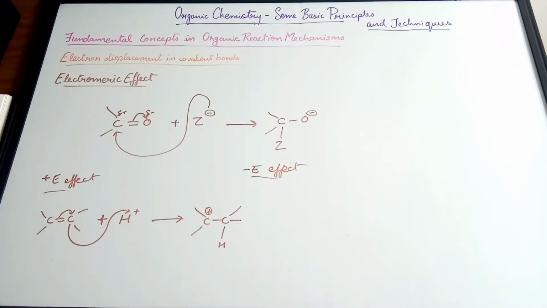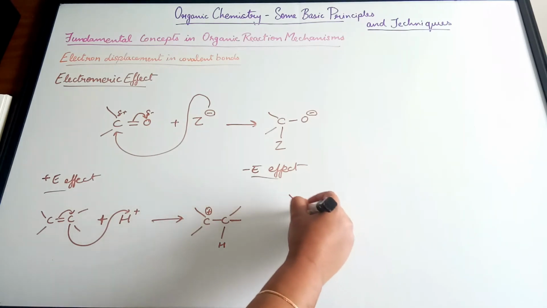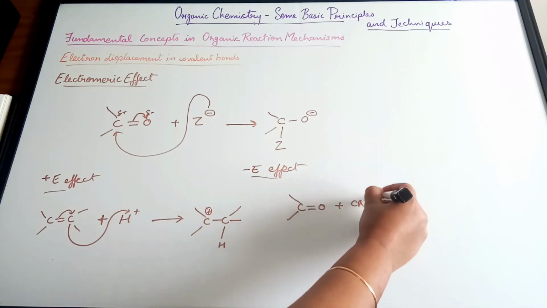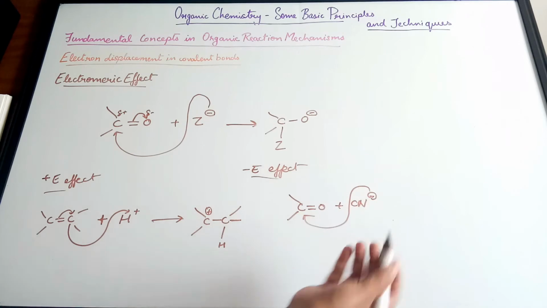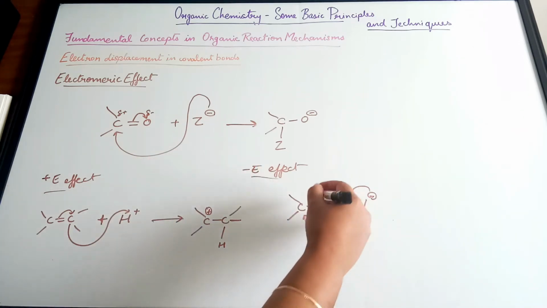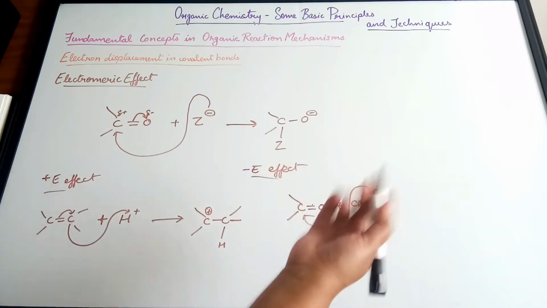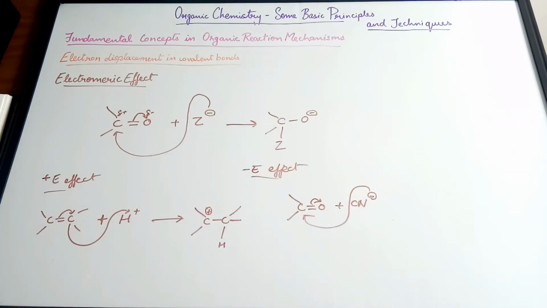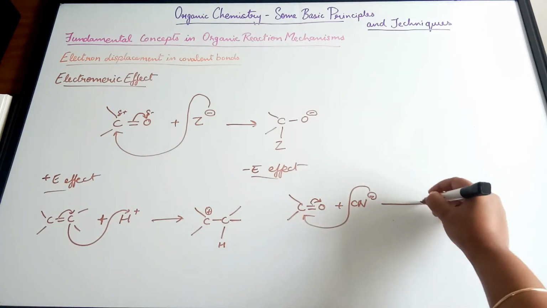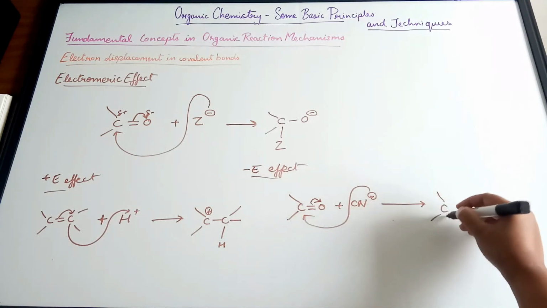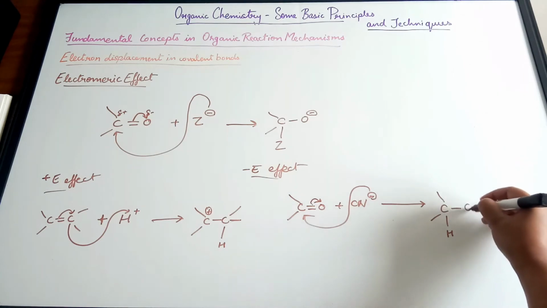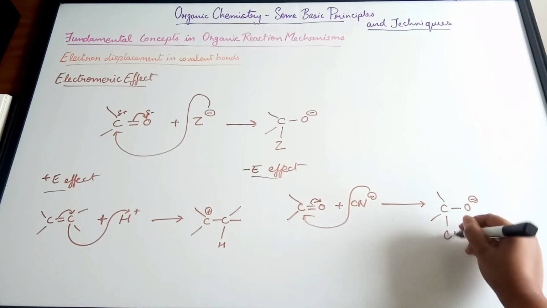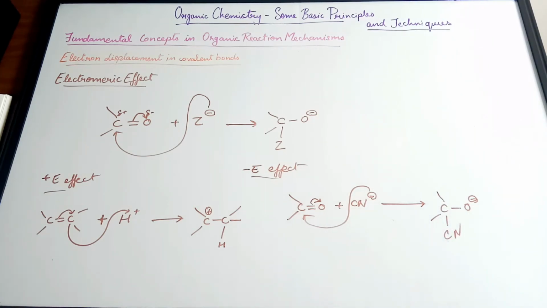Whereas in minus E effect, you have a carbonyl group, and then you have a CN minus. So it is going to attack the carbon because of the partial positive charge. And then here you have a CN, and the oxygen is going to have a negative charge.